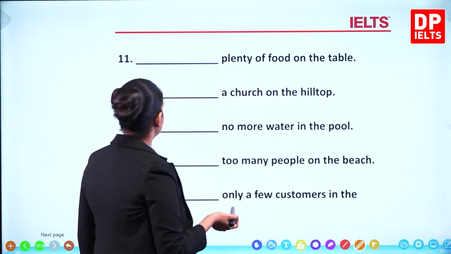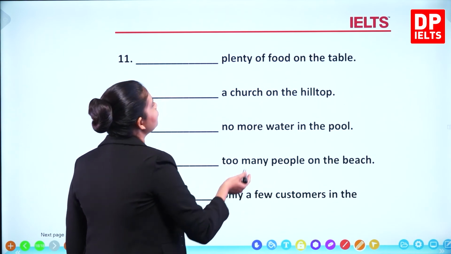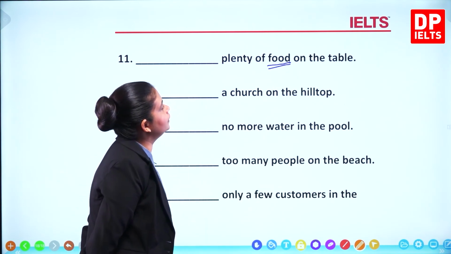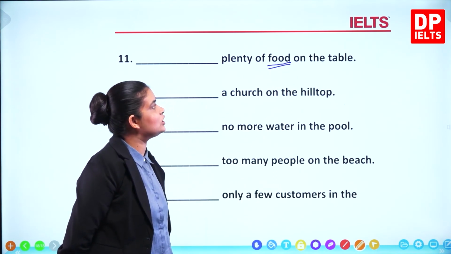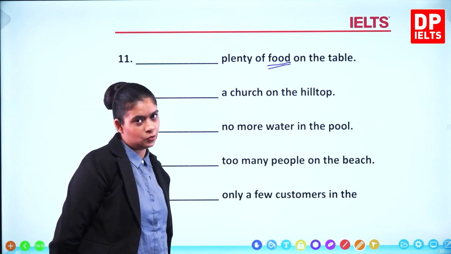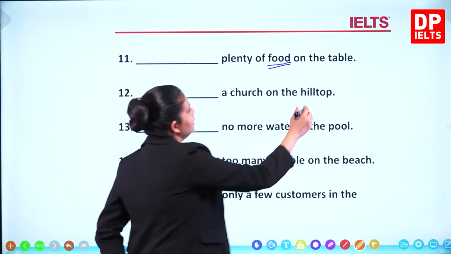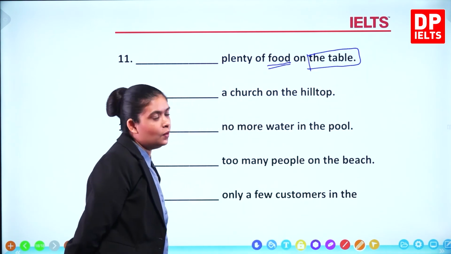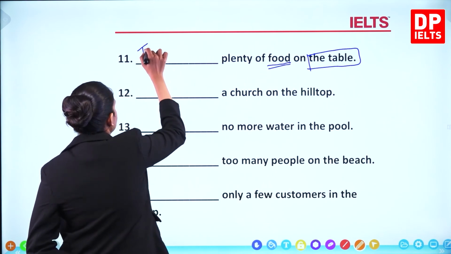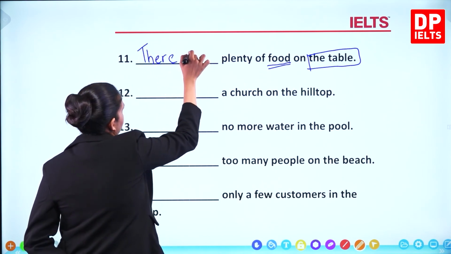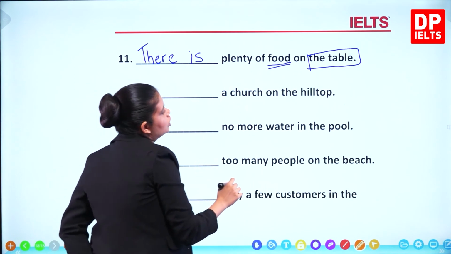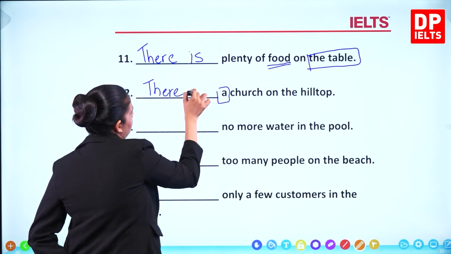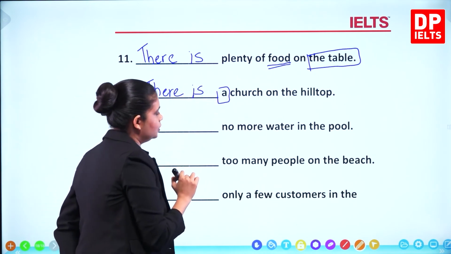Let's have a look at the next bit, right? Plenty of food. Do you say there are plenty of food on the table or there is plenty of food on the table? Which one? Because there is, where? On the table, what do we say? There is a lot of food on the table. A church on the hilltop. There is a church on the hilltop.